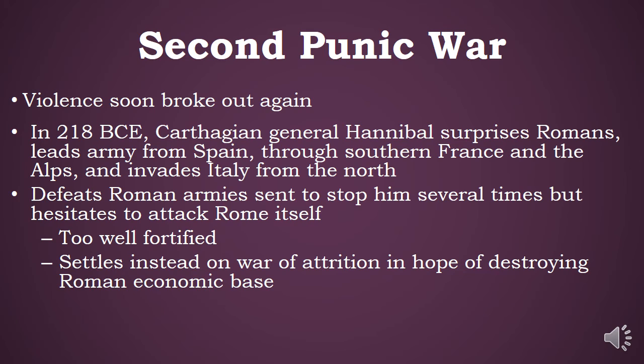But once he gets there, he has two options. He could attack Rome directly. That's not the smartest choice, and he knows that because A, Rome is a very well fortified city, and B, his troops have been greatly diminished. And so by being the one to attack, you are putting your troops at risk. You are opening yourself up because the Romans are going to be more well defended than you are.